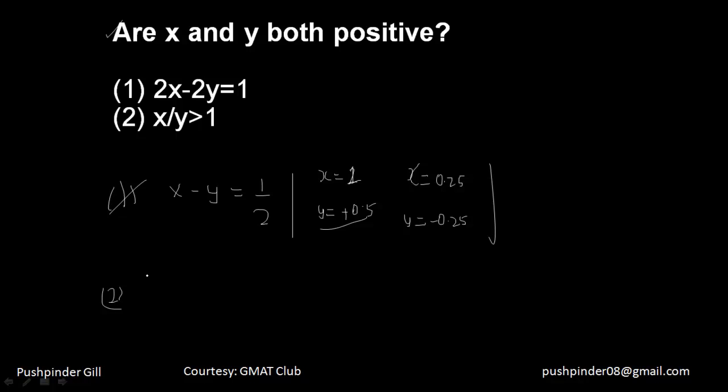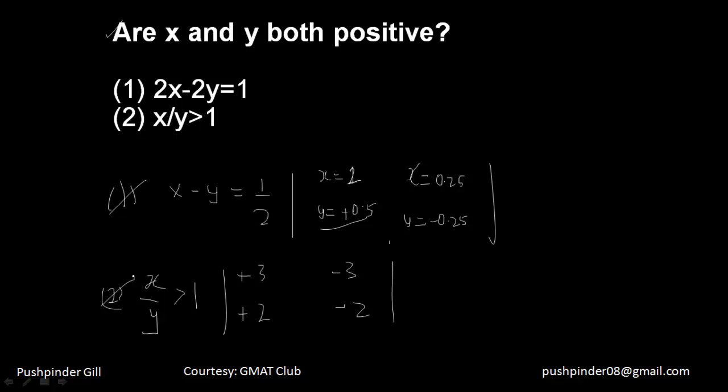Now x upon y is greater than 1. This is a trap. Remember, we have already discussed, when x upon y is greater than 1, what quality information can I take out of it? That the magnitude of x is greater than the magnitude of y. That means x and y can both be positive and both be negative, right? X can be 3 and y can be 2, or x can be negative 3 and y can be negative 2, and both would hold true. So x and y can be both positive or both negative, and individually this statement is not sufficient.